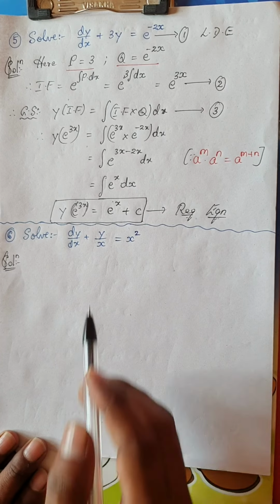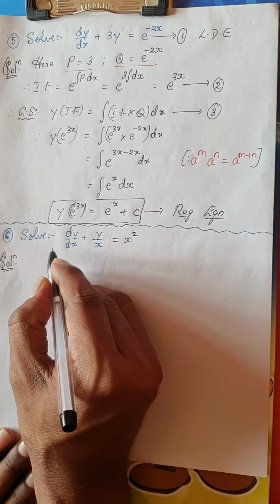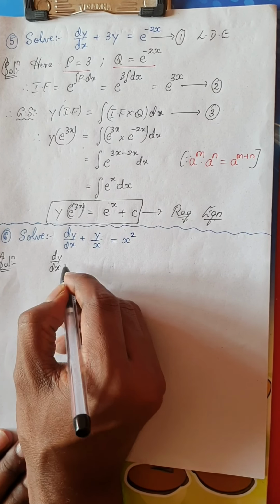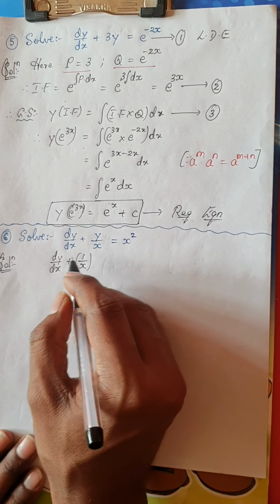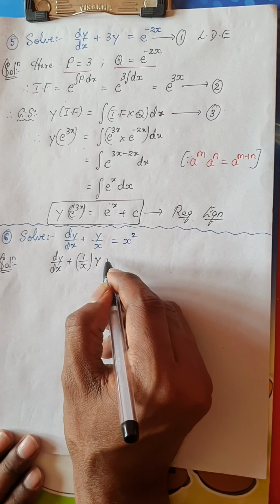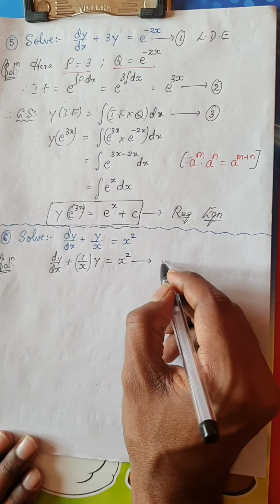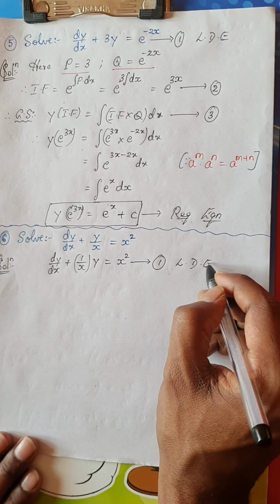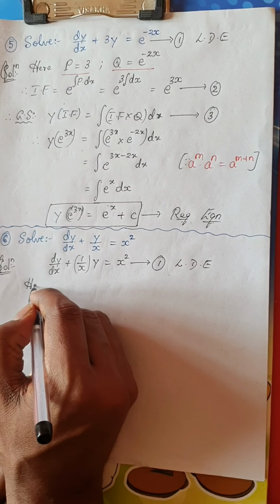So the next question is in this pattern: dy by dx plus y by x is equal to x square. This is already in the general form, but let us further rewrite this as dy by dx plus 1 by x into y is equal to x square. This is more of your standard form. Let me consider this as equation 1. I'm going to write it as LDE, meaning linear differential equation.